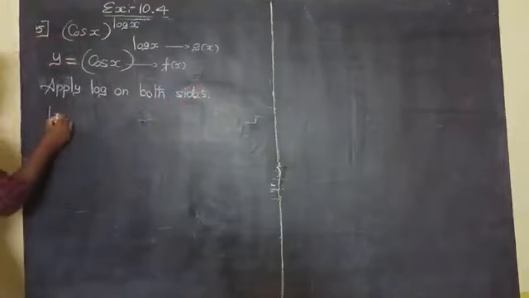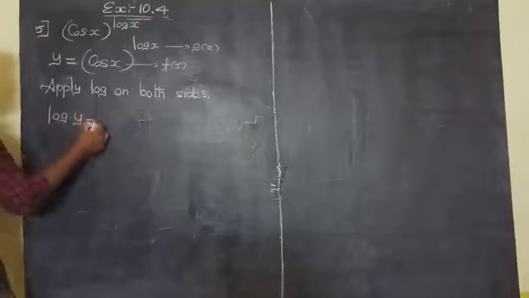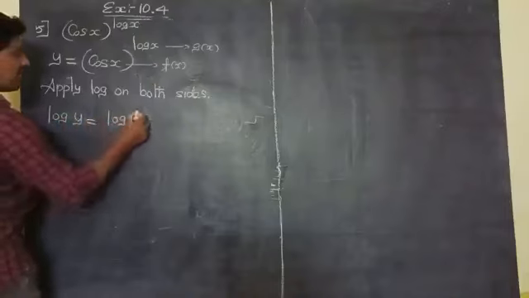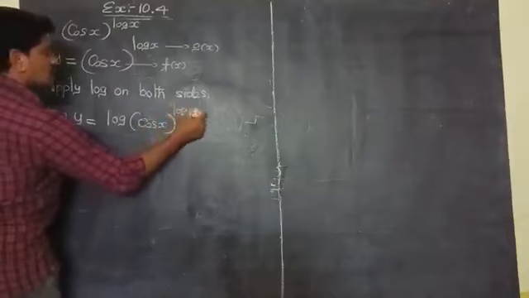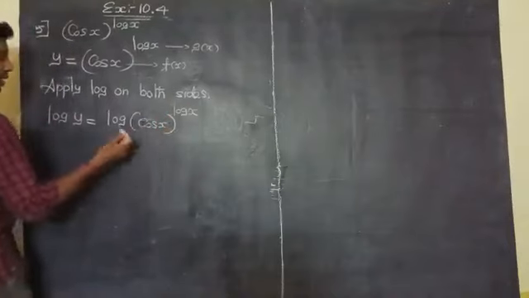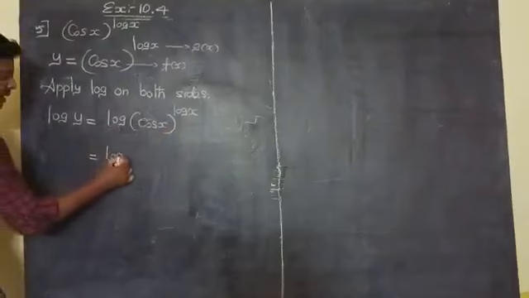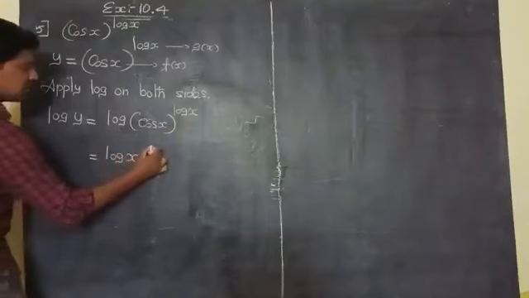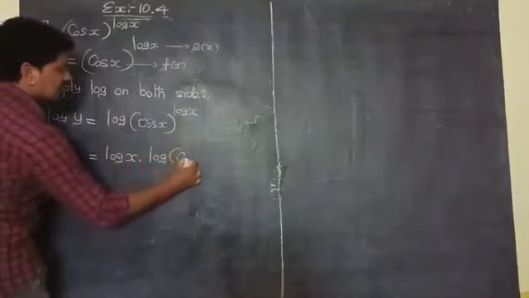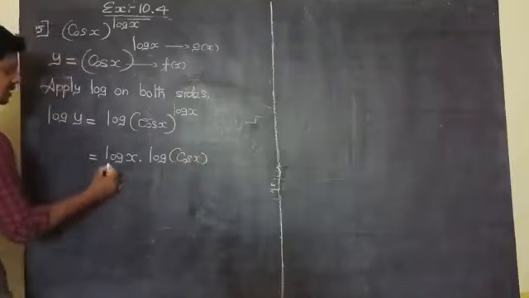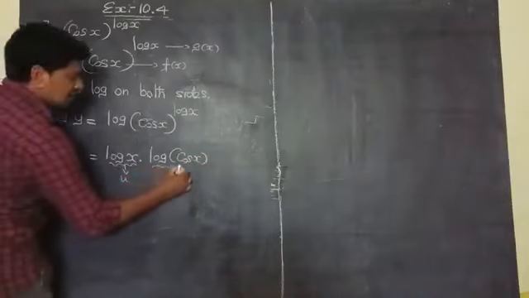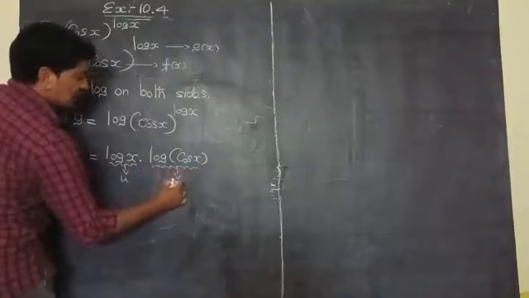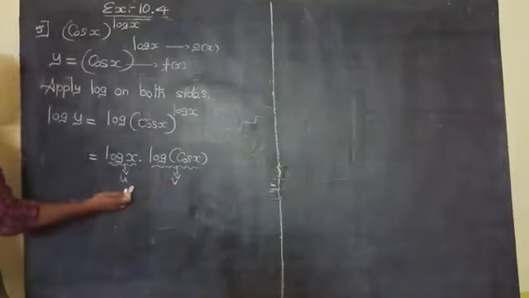That is log y, which is equal to log of cos x whole power log x. Using the power rule, which can be written as log x into log of cos x. This is function u, this is another function, that is v. It means v of x, means u of x.